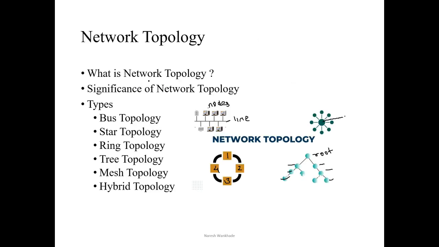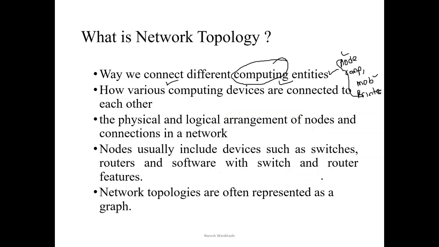Like this, here in this diagram, we connect nodes in a serial way. Here in this, we have connected nodes in a star-like fashion. Here we connected nodes in a circular order, and here we connected nodes in a tree-like fashion. So that is the way we connect different computing entities. In another language, we can say how various computing devices are connected to each other.